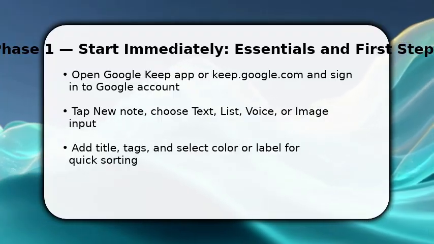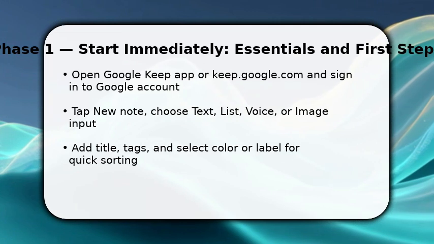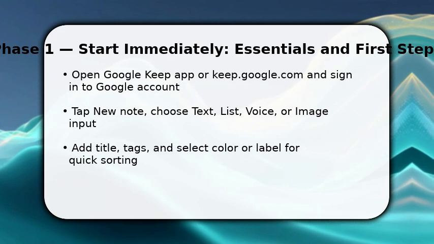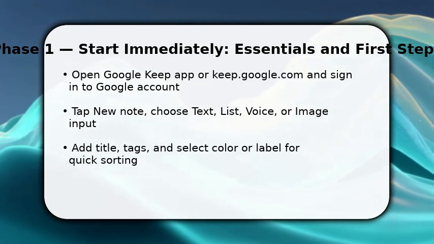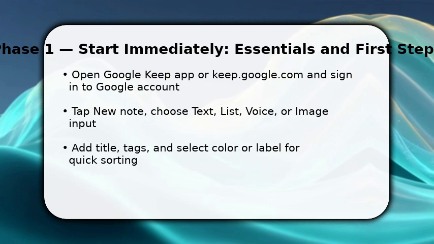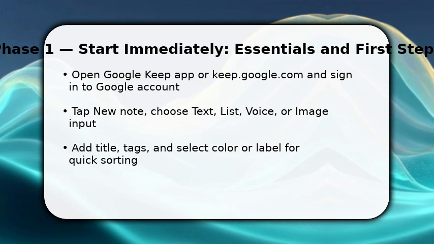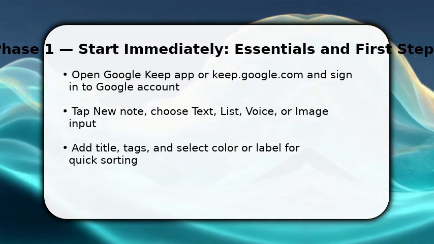You begin by opening Google Keep and signing into your Google account. This ties notes to your profile instantly. Tap New Note and choose the input type, text, list, voice, or image, because each fits a different task. Add a concise title so you find it fast, then assign a color or label to categorize.